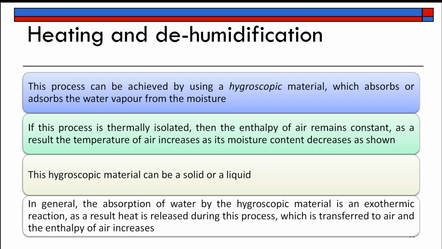This hygroscopic material, when incorporated in the particular component in air conditioning system, will remove the excess moisture from the air. At the same time, as a result of this absorption of moisture from the air, which is an exothermic reaction, heat will be released. That thermal energy or heat will be added to the air so that we will get hot air at the outlet.